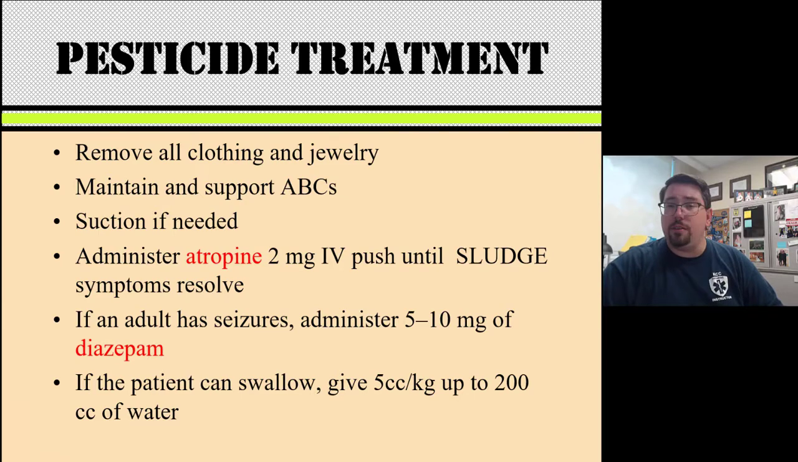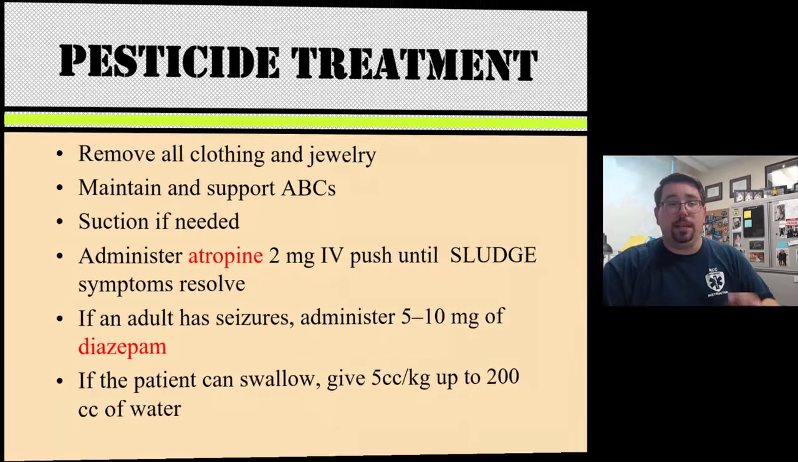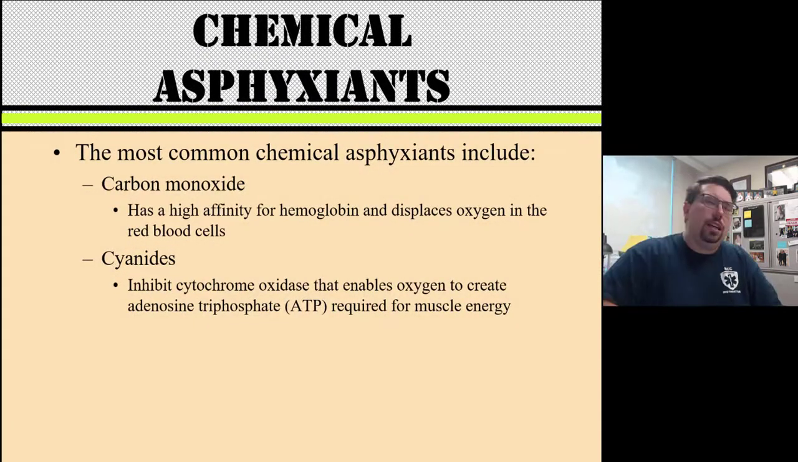You may have to call for other advanced medications or even have some type of medications delivered to your scene if necessary. If an adult is having a seizure, we're going to go ahead and treat them with either Valium, preferably we would use midazolam or Versed at 2.5 to 5 milligrams IV push. And if the patient has swallowed anything, again, you can give them 5 cc's per kilogram up to 200 milliliters of water, but be very cautious when it comes to administering anything by mouth, as that patient may vomit and then aspirate.